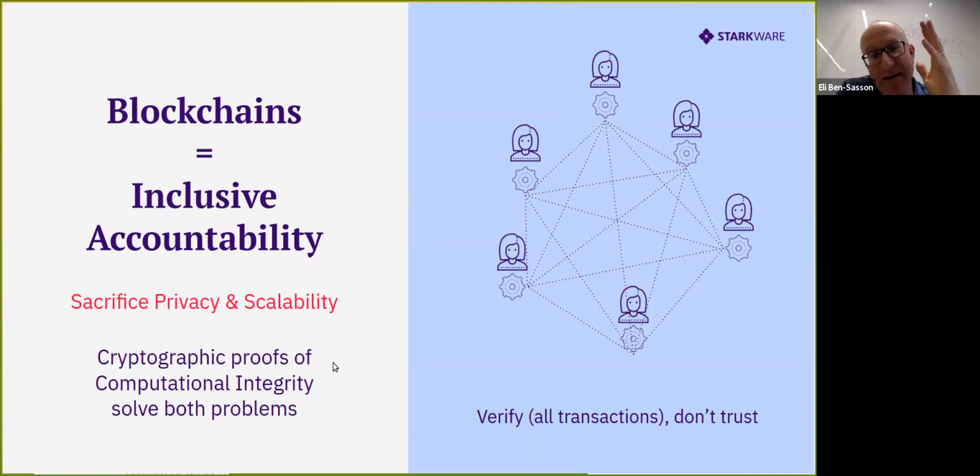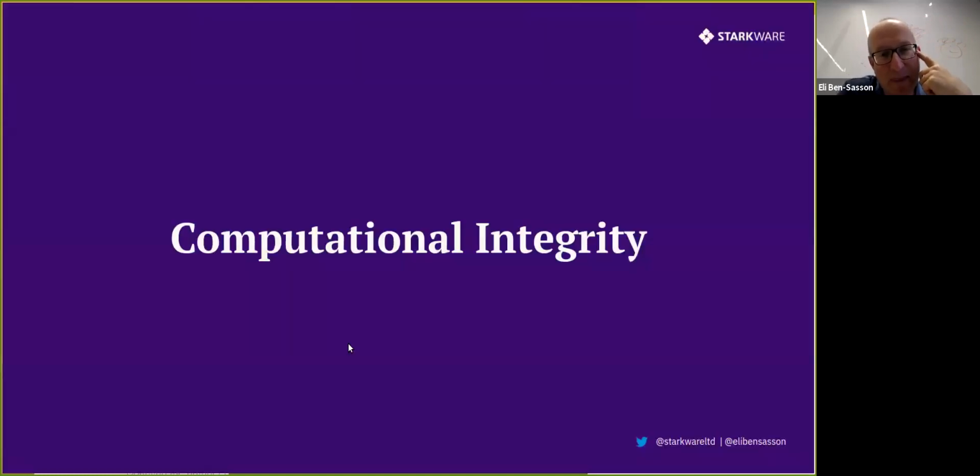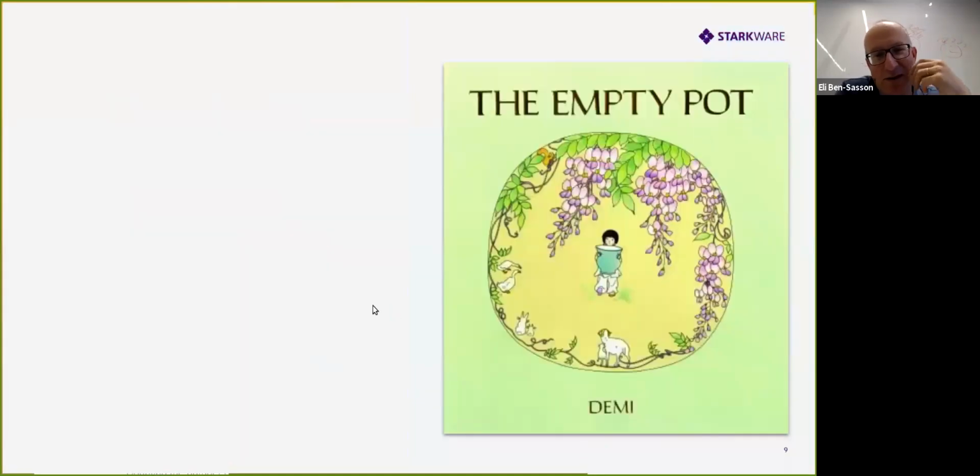And the amazing thing is that these beautiful protocols that were initially invented in the 1980s and became practical over the past 10 years or so, cryptographic proofs that prove computational integrity, can solve both of these problems, both the privacy and the scalability. So let's move to the next slide, please. Let's talk a little bit about computational integrity and how we can have different methods for solving this problem or achieving it. So integrity.